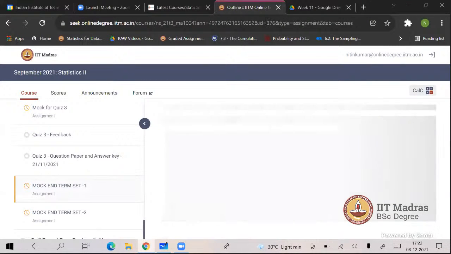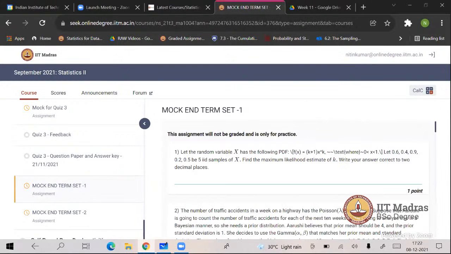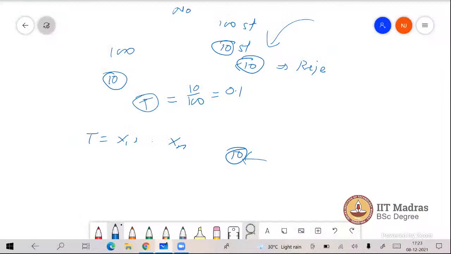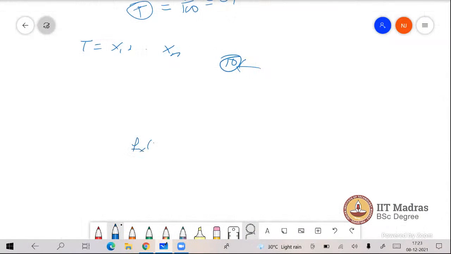Mock 4 and then set 1. Yes, sir, set 1, question number 1. Sir, can you solve the first question? How is it defined? Sir, f is given as (k plus 1) times x raised to k. Till the second last step, I'm getting the same as the solution, but in the last step, either I'm missing something or the solution is wrong.